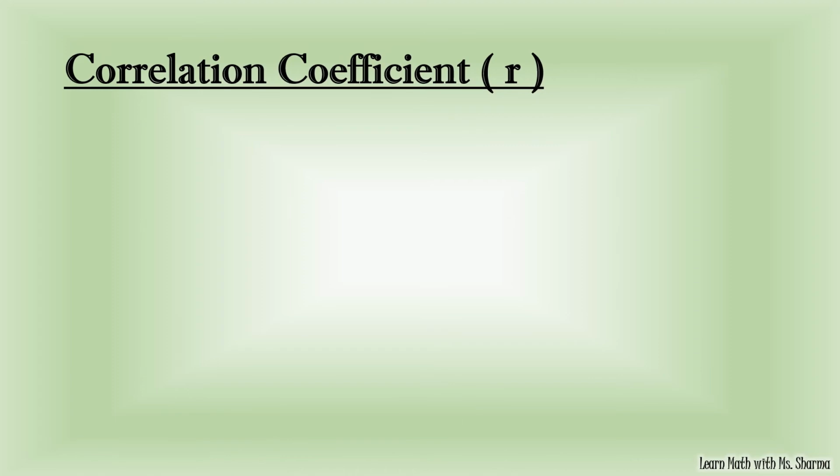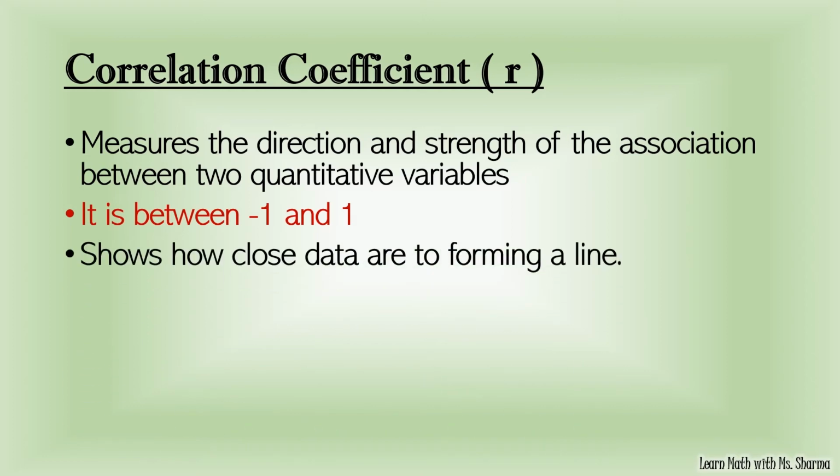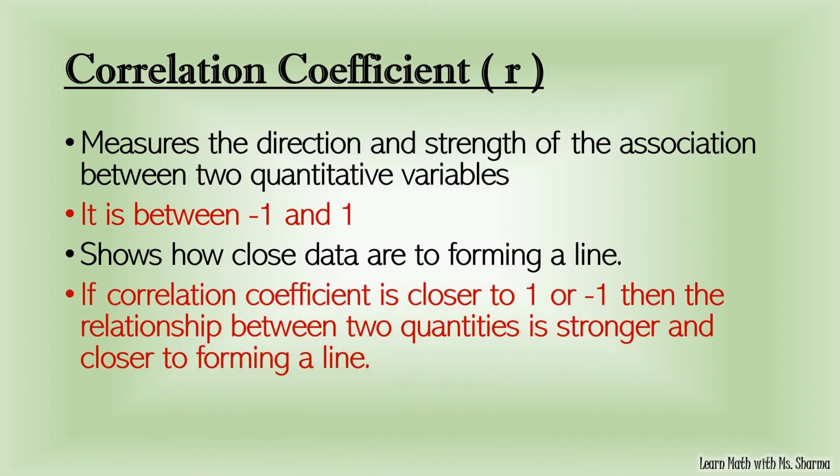Correlation coefficient R measures the direction and the strength of the association between two quantitative variables. It is between -1 and 1 and shows how close data are to forming a line. If the correlation coefficient is closer to 1 or -1, then the relationship between two quantities is stronger and closer to forming a line. If it's closer to 0, then there's no correlation.